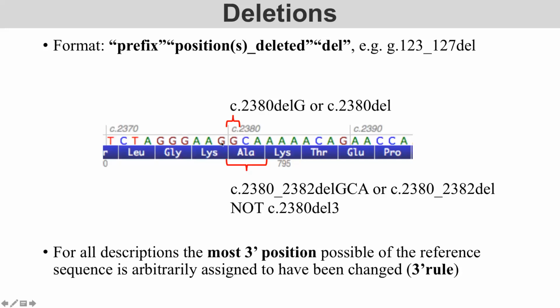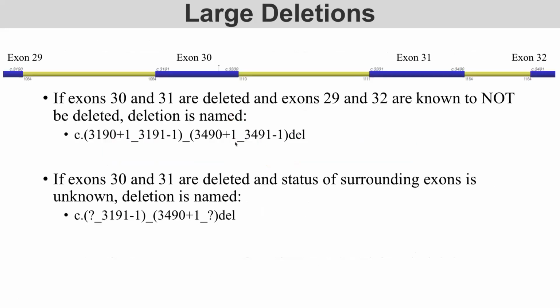So even in this case here, if these 2 G's, I would show that this G is deleted, not this one, because you would always show it to the most 3' expression possible, which again I'll show in a few slides. If you're talking about larger deletions, it gets a little tricky sometimes to figure out how you should be naming this deletion, and it depends on if you know the breakpoint and if you know if the surrounding nucleotides are included in it, or sorry, surrounding exons are included in a deletion or not.